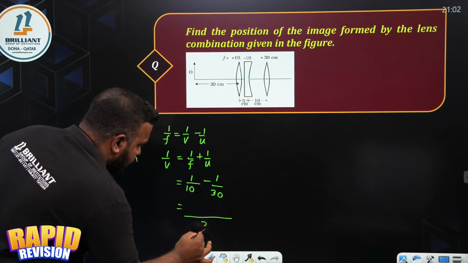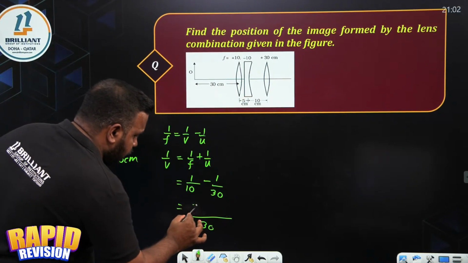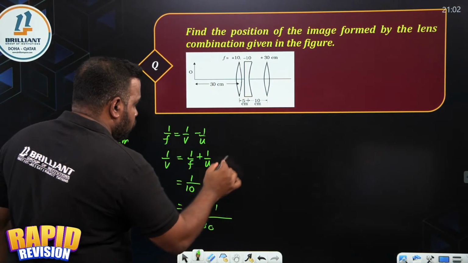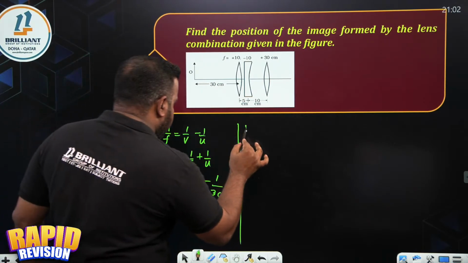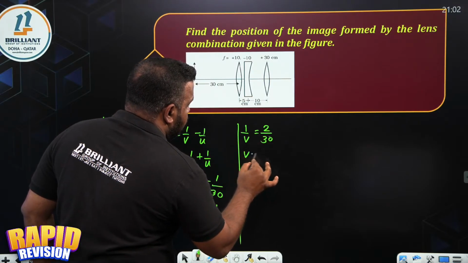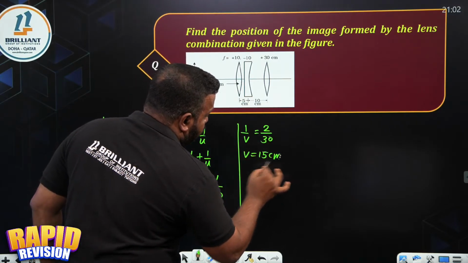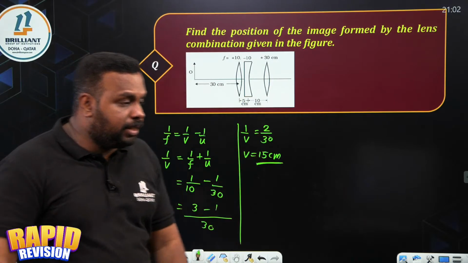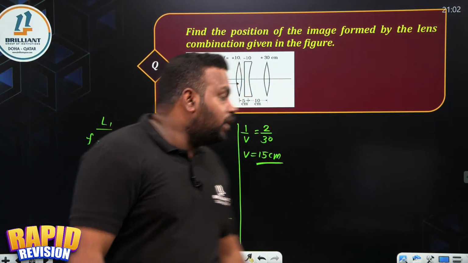So you can take 30 as LCM. So we get 3 minus 1. So 1 by V is equal to 2 by 30. V is equal to 15 centimeter. 15 centimeter is the image distance for the first lens.